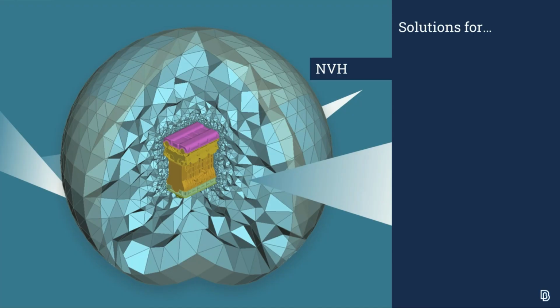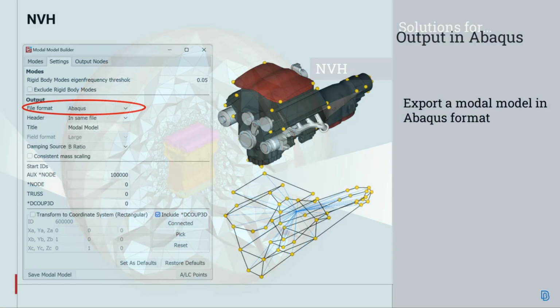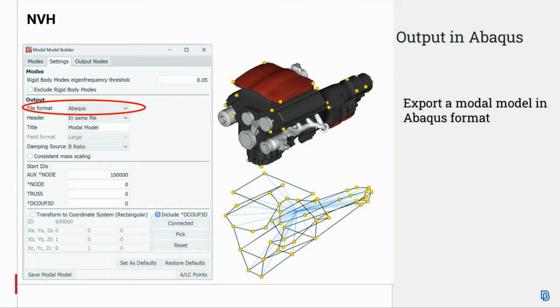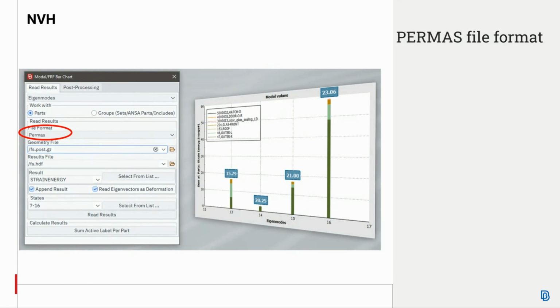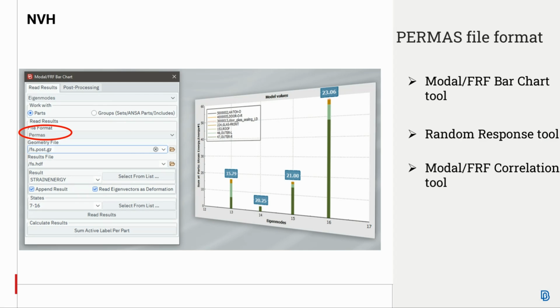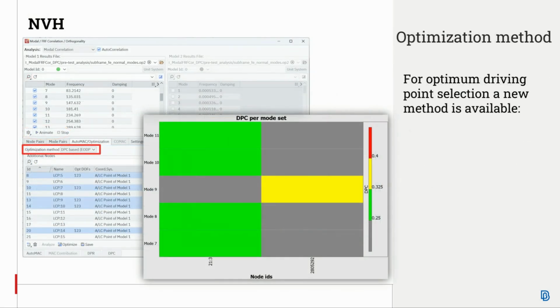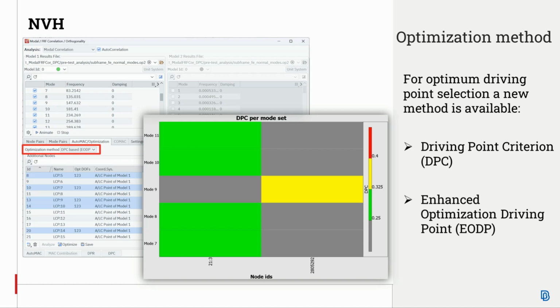Let's carry on with the NVH discipline. We can export a modal model in Abaqus format from the Modal Model Builder tool. The Permis file format has been supported in various tools, namely the Modal Response tool, the Random Response tool, and the Modal FRF correlation tool. A new method for driving point determination is introduced within the Modal FRF correlation tool. The driving point criterion is an evaluation criterion to determine the excitation quality of possible driving points and possible mode combinations.